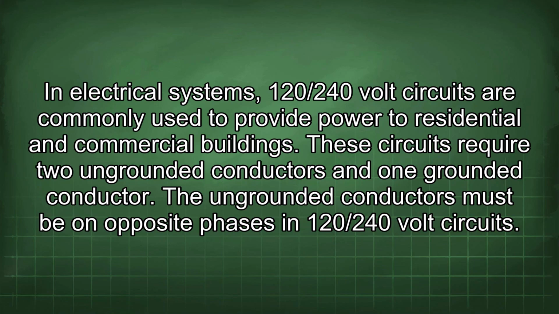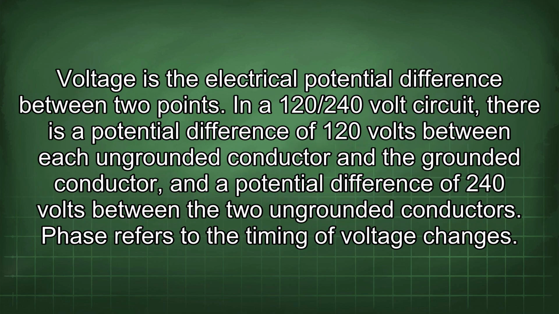In electrical systems, 120/240 volt circuits are commonly used to provide power to residential and commercial buildings. These circuits require 2 ungrounded conductors and 1 grounded conductor. The ungrounded conductors must be on opposite phases in 120/240 volt circuits. Voltage is the electrical potential difference between 2 points.